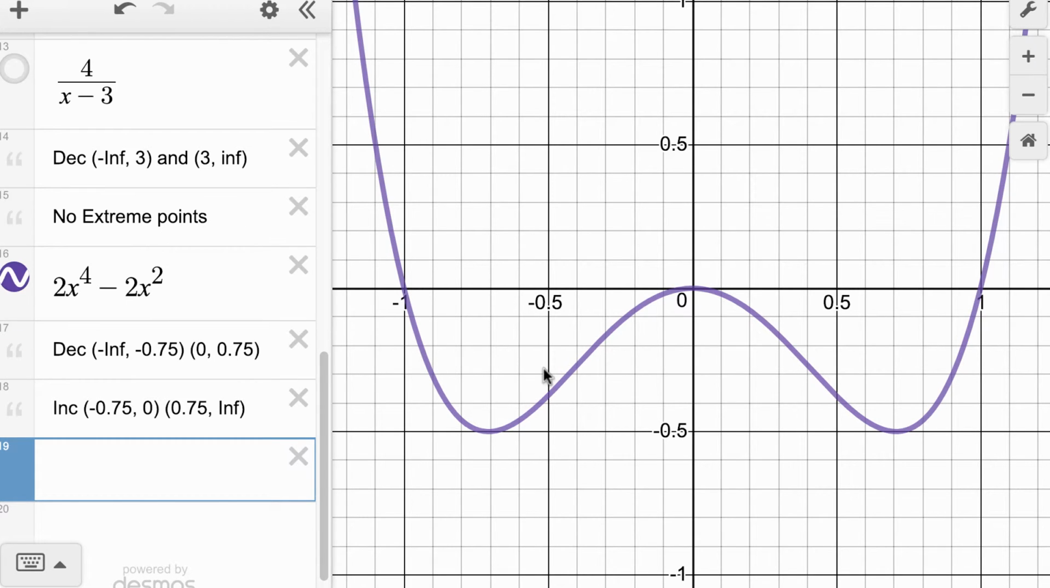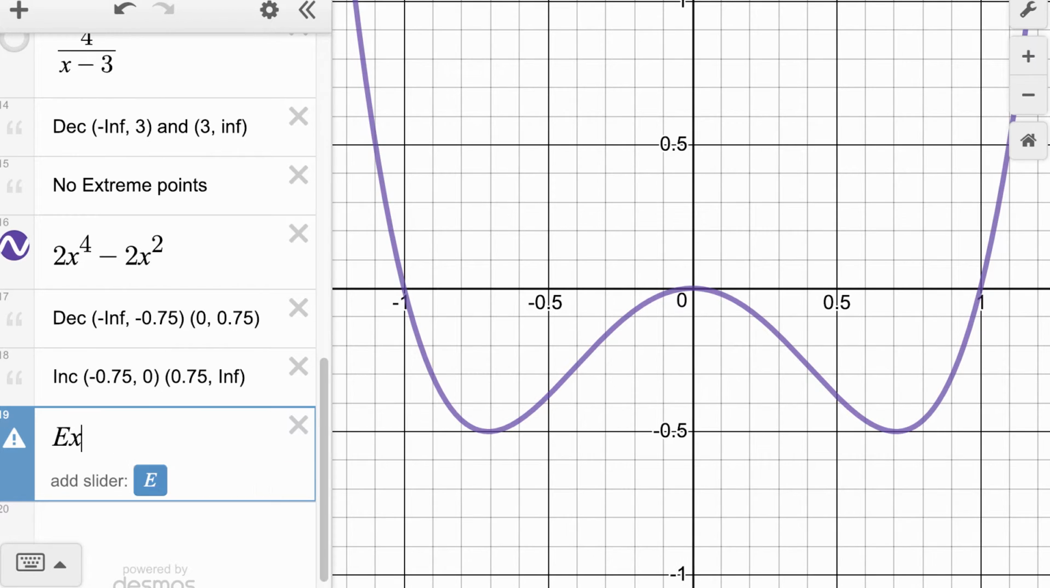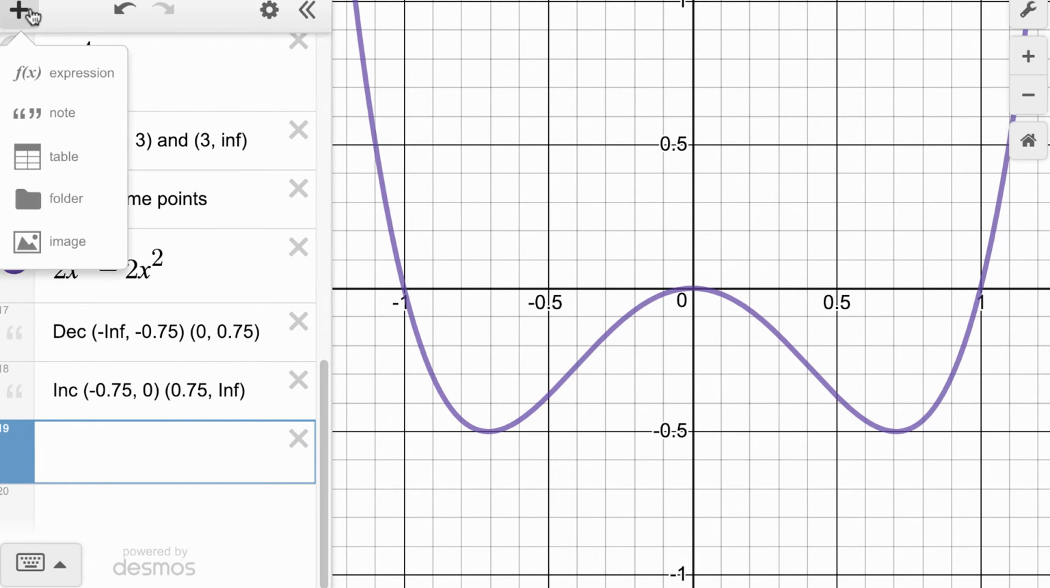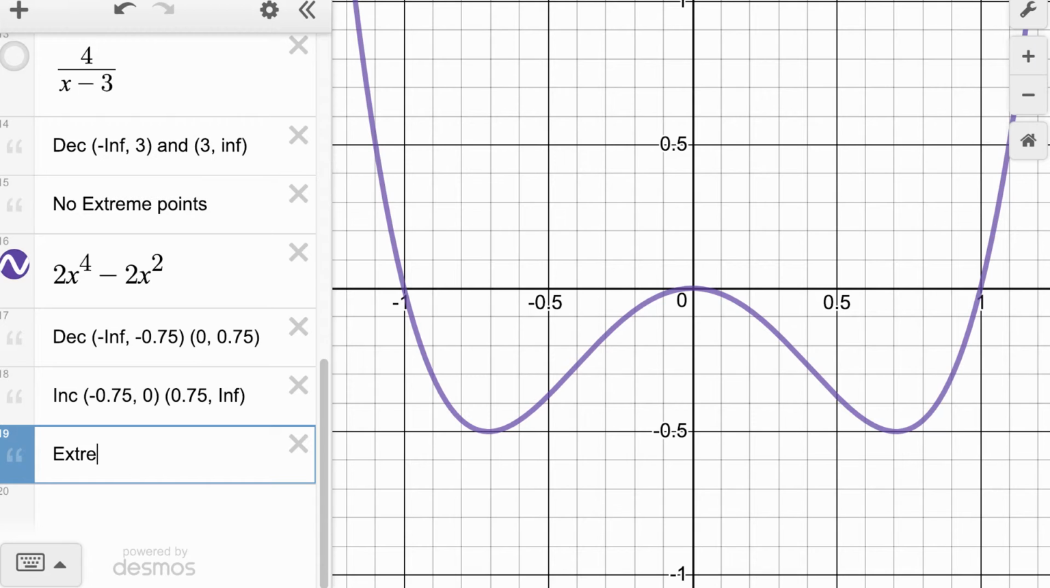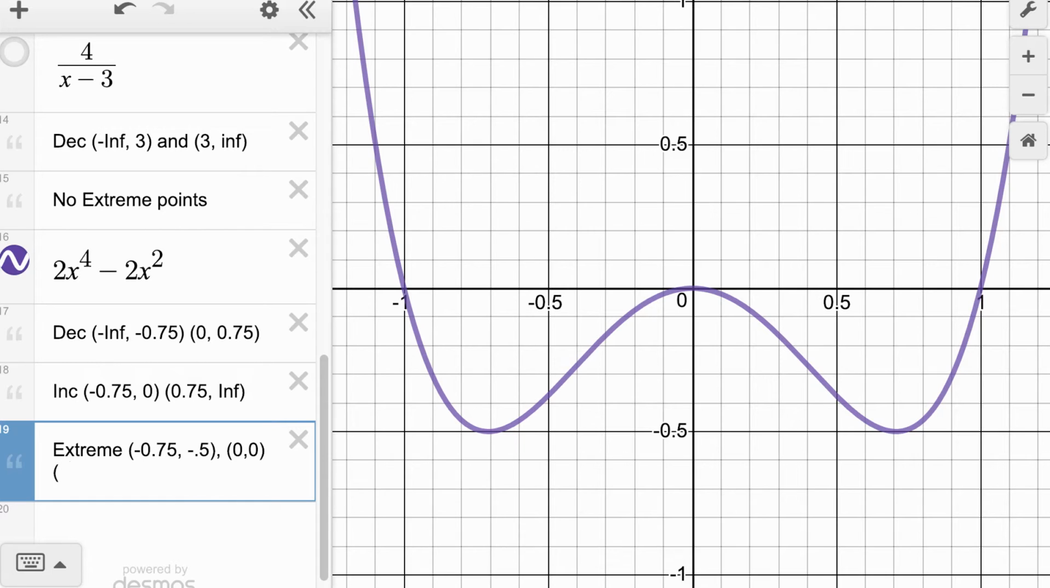Okay, because we see those 3 different direction changes, we have extreme points. We have extreme points at (-0.75, -0.5), at (0, 0), and then again at (0.75, -0.5).